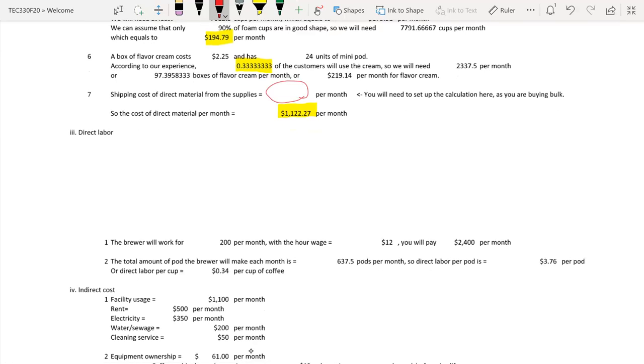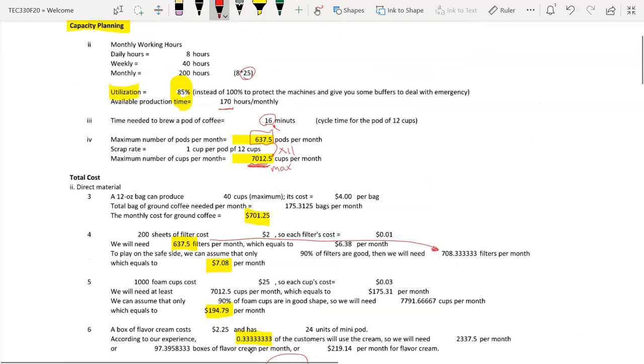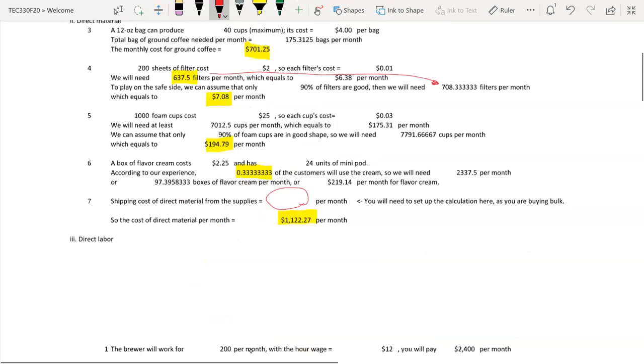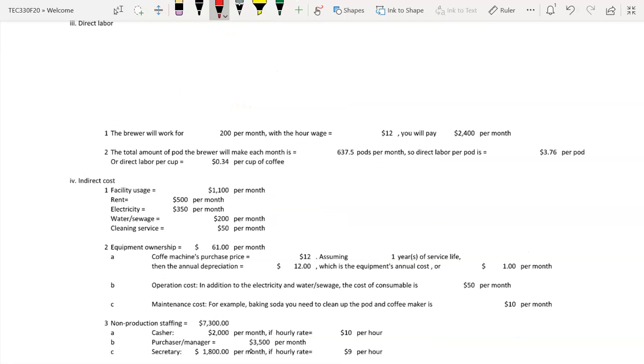The brewer will work for 200 hours. You may argue, it's not 200 hours, it's 170 hours. No, because this is the amount of money you had to pay. Okay, utilization rate is 85%, but this is the dollar amount you have to pay. So it's $2,400.